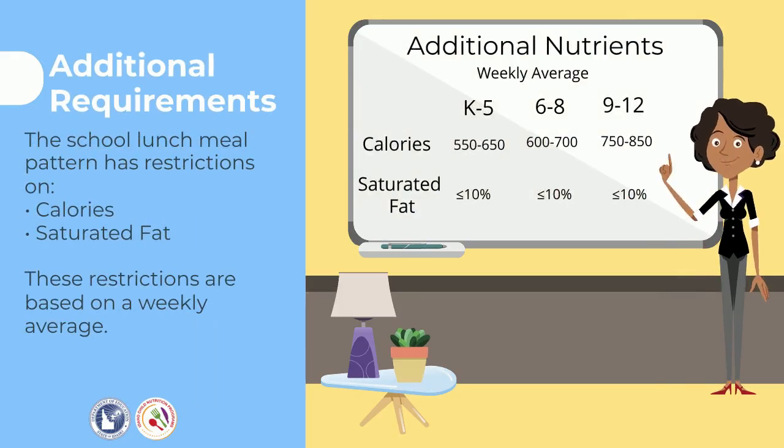The school lunch meal pattern also has limits for additional nutrients, including calories and saturated fat. The restrictions on calories and saturated fat are based on a weekly average. For grades K through 5, the weekly average of calories should be between 550 and 650. For grades 6 through 8, the weekly average should be between 600 and 700. And for grades 9 through 12, the weekly average should be between 750 and 850. Saturated fat should not make up more than 10% of total calories for all grade levels.